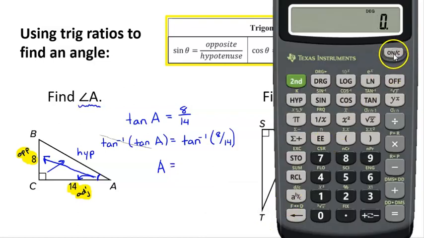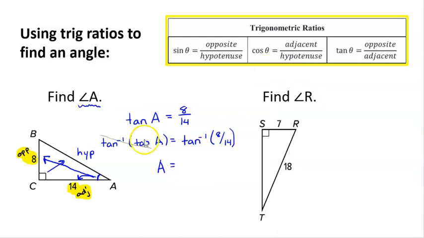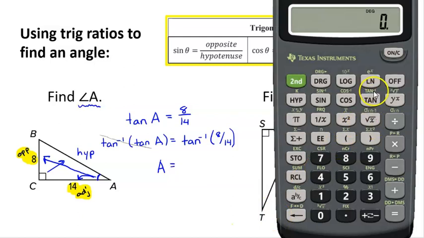So I want to make sure everything is cleared out. And then when we're looking at our calculator, you can see sine, cosine, and tangent. And then right above it, you have the inverse sine, inverse cosine, and inverse tangent. So now I'm going to do 8 divided by 14. And then I'm going to do the inverse tangent. And that gives me 29.74. And then I'm just going to round it off there. So 29.74.